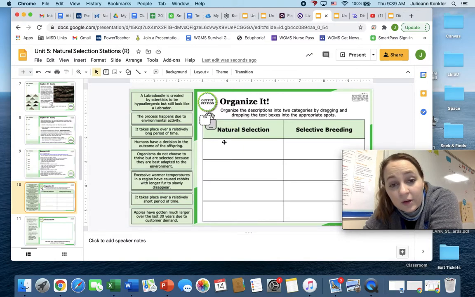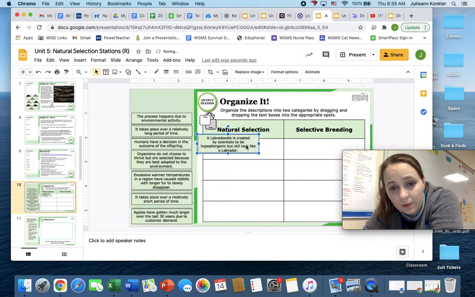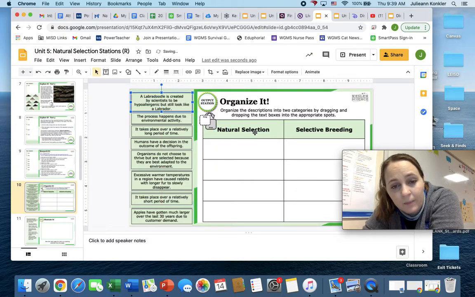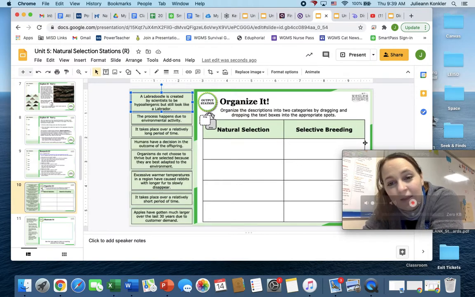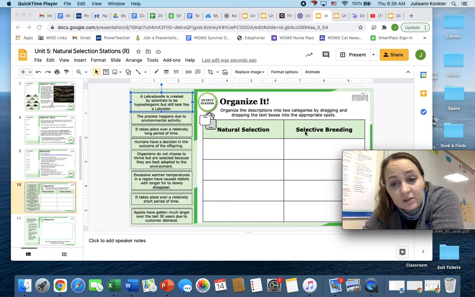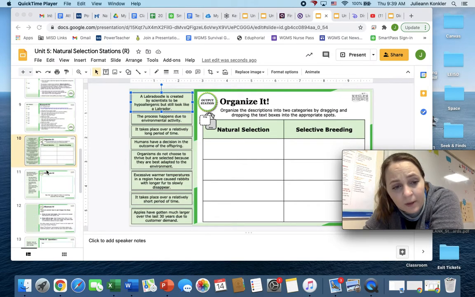Number 10 is Organize It. So drag and drop. So put it where it goes. Either it's natural selection or selective breeding. Natural selection happens over a long period of time in the environment, naturally-ish, like things being eaten, not eaten. Selective breeding is done by people. We do this. Farmers and dog people, they breed, all these different breeders. That's selective breeding. That is done by people. So pay attention to that when you're doing the drag and drop.